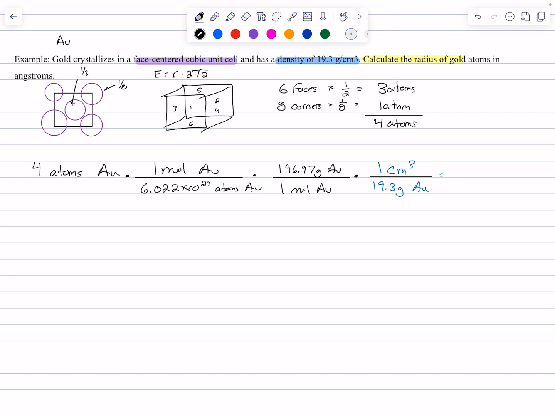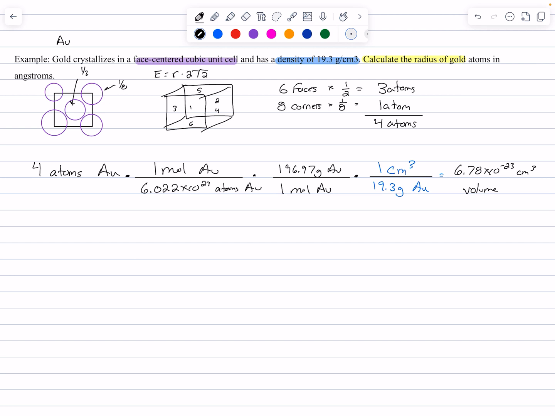And so if we do this math, I'm just going to use 3 sig figs as we have. I'm going to get 6.78 times 10 to the negative 23rd centimeters cubed. That would be the volume of the cell.